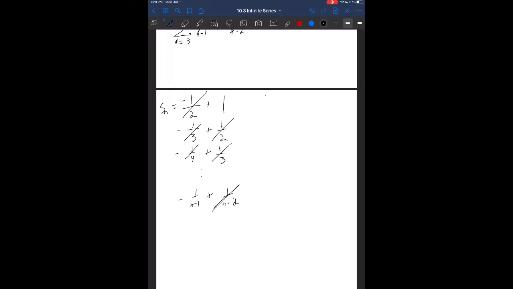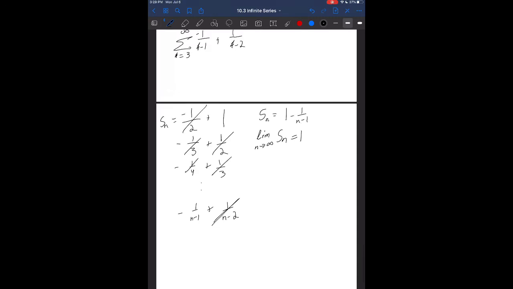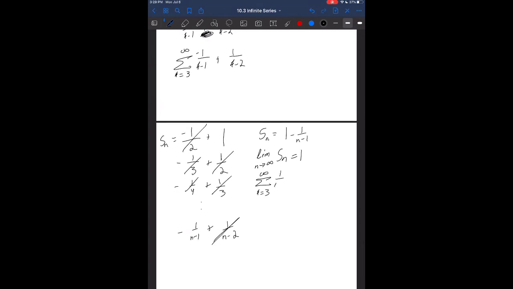Okay. So the cancellations will still occur in this case: negative 1/2 plus 1/2, negative 1/3 plus 1/3, all the way down. But now I'm eventually left with my partial sum s sub n equal to 1 minus 1 over n minus 1. Again, taking the limit of these partial sums gives me 1. Because this limit exists, the infinite series converges, and the sum from k equals 3 to infinity of 1 over k minus 2 times k minus 1 is equal to 1.